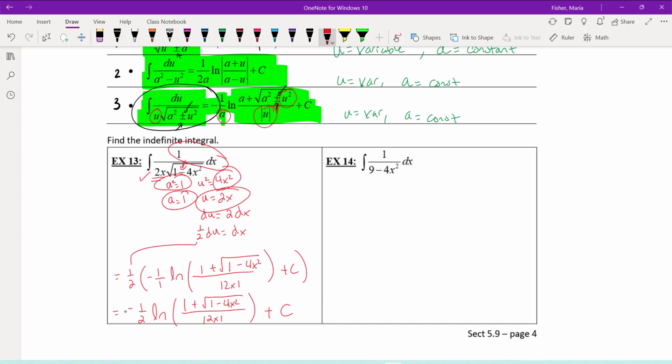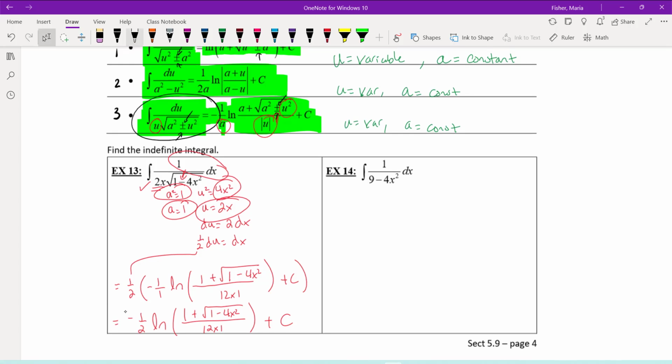Let's do number 14. Number 14 is the indefinite integral of 1 over 9 minus 4x squared dx. Well, if I look here, it matches number 2. So again, I need to figure out what is a, what is u, and what is du. A is always the constant, u is always the variable. A squared in this case is 9, so a is going to equal 3. U squared in this case is 4x squared, so u is going to equal 2x. Now all I need to find is my du. Well, my du is going to equal 2 dx.